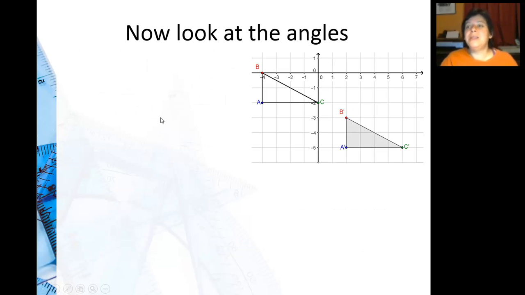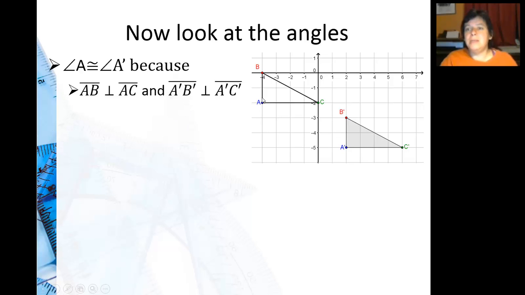Now let's take a look at the angles. Can we tell if they're congruent or not? Well, angle A is congruent to angle A prime for sure because this segment AB is perpendicular to AC, and A prime B prime is perpendicular to A prime C prime. Well, that means those are right angles, and all right angles are congruent.